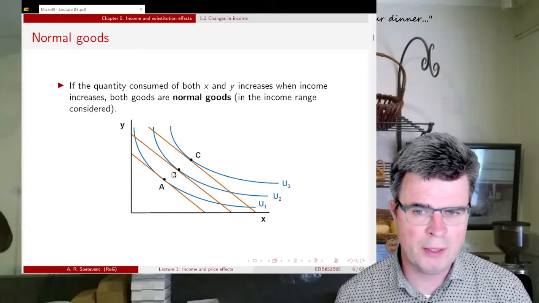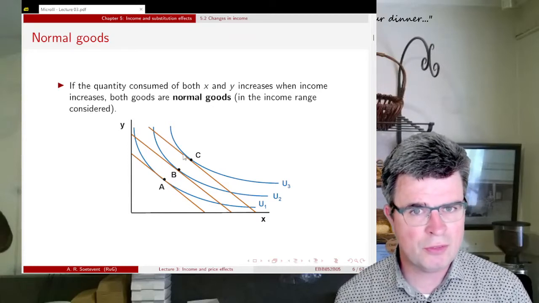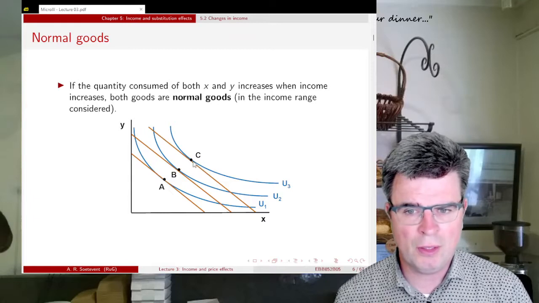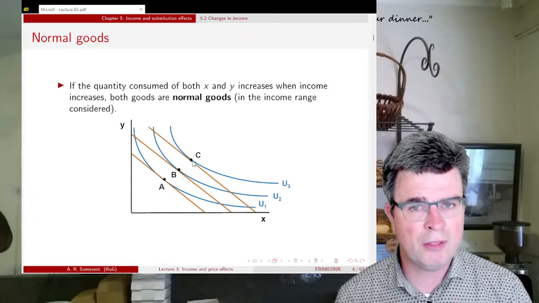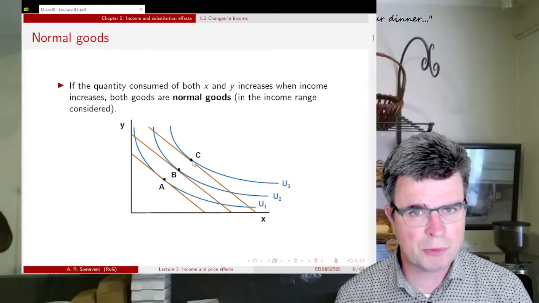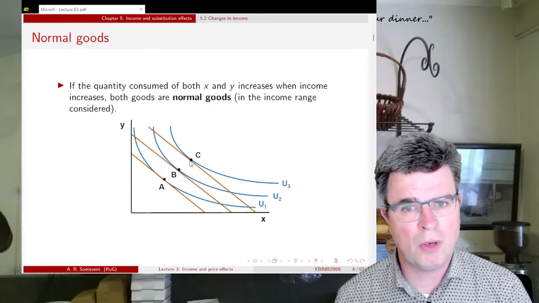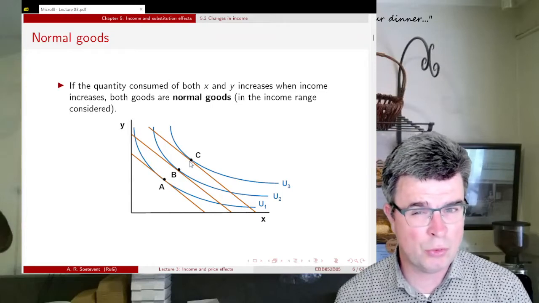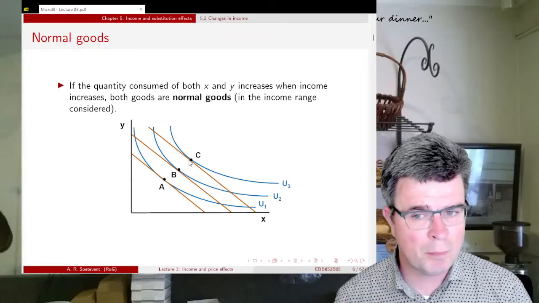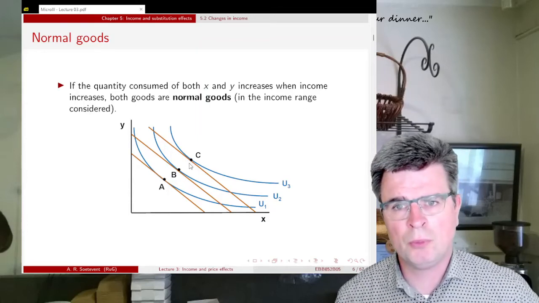Now, if we further increase this individual's income, then he can reach an even higher indifference curve by consuming consumption bundle C. And also here, compared to point B, he has increased the consumption of both good X and good Y. So both goods remain normal goods.